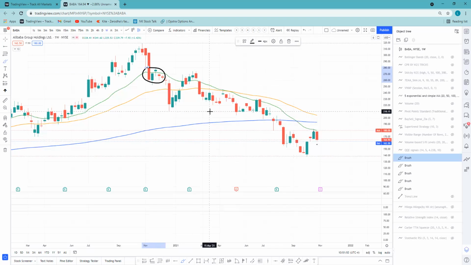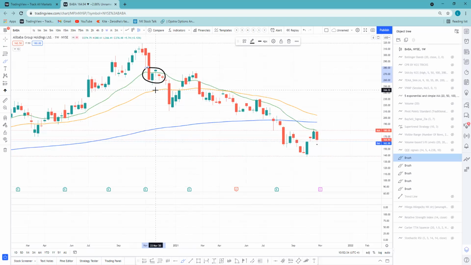These are the 20, 50, and 200 EMA. Yeah, 20, 50, and 200. So when we are looking at the weekly chart, the blue line is 200, and green is 20, and yellow is 50. The 50 is in between the 20 and 200.